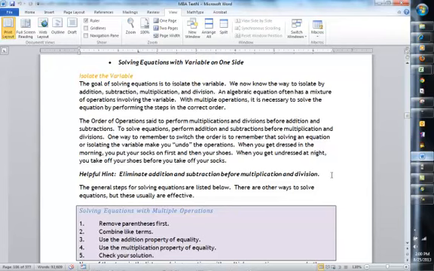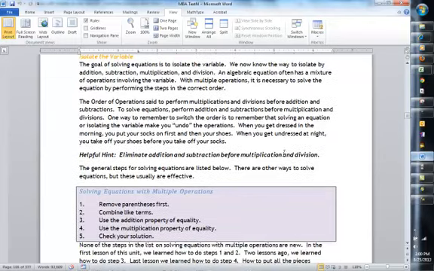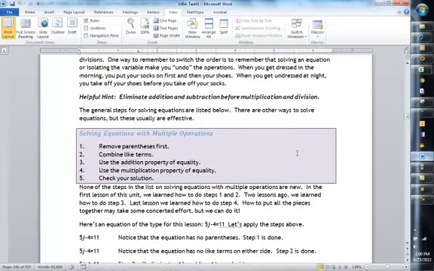One way to remember to switch the order is to remember that solving an equation undoes the operation. When you get dressed in the morning, you put your socks on first, then your shoes. But when you get undressed at night, you take your shoes off before you take off your socks. So a helpful hint is to eliminate addition and subtraction before multiplication and division.